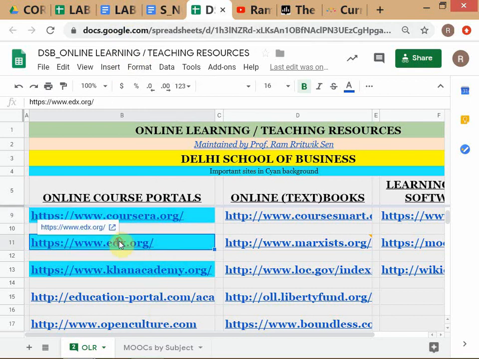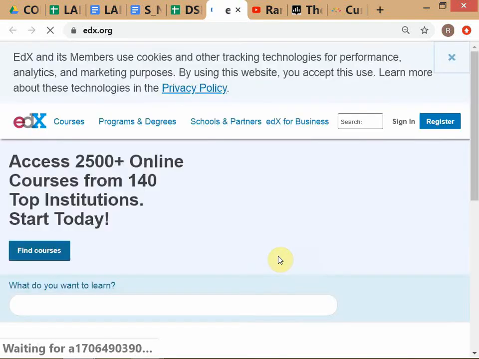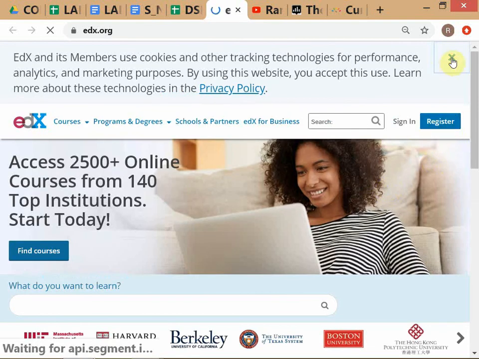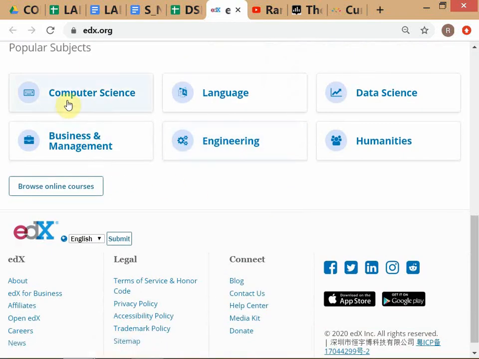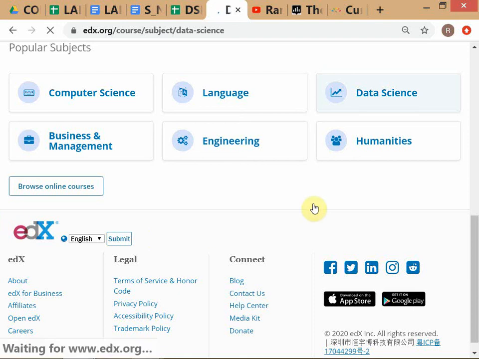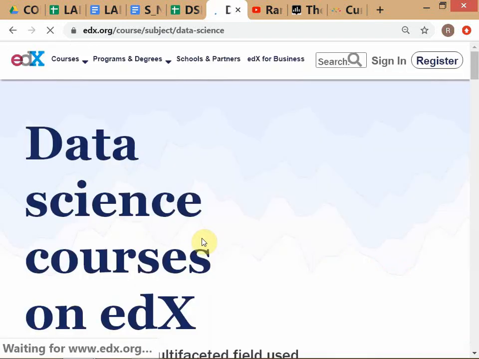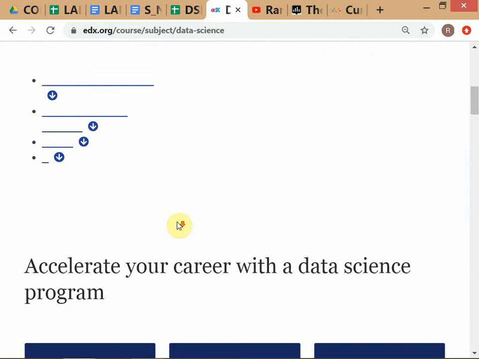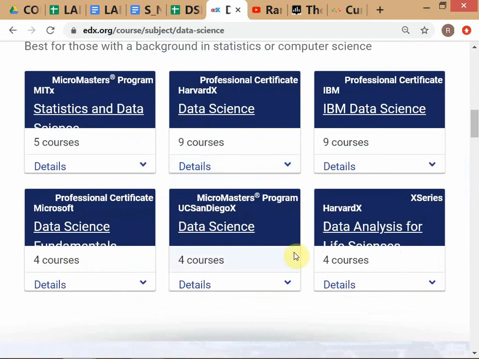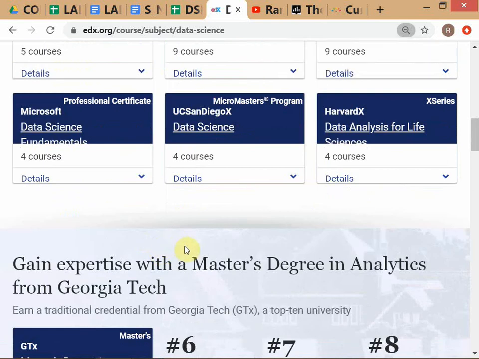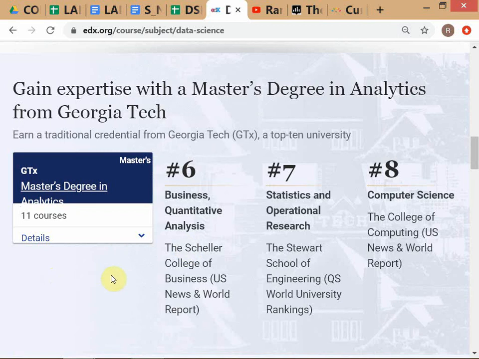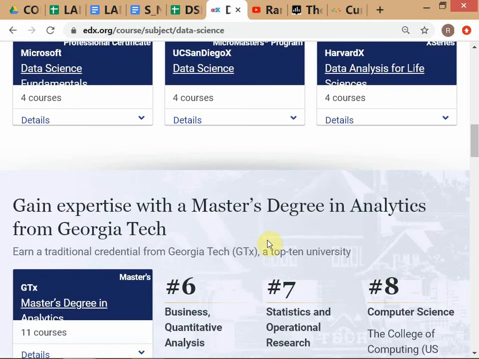If you look at any of these, this is a Harvard MIT collaboration. If you go here, let's say you're interested in data science, you can go to data science and find some good courses. Please select good universities. You guys know what the good universities are. Most of the universities here will be good. The font size is maybe too big. So Georgia Tech is a very good university, especially for this kind of topic.